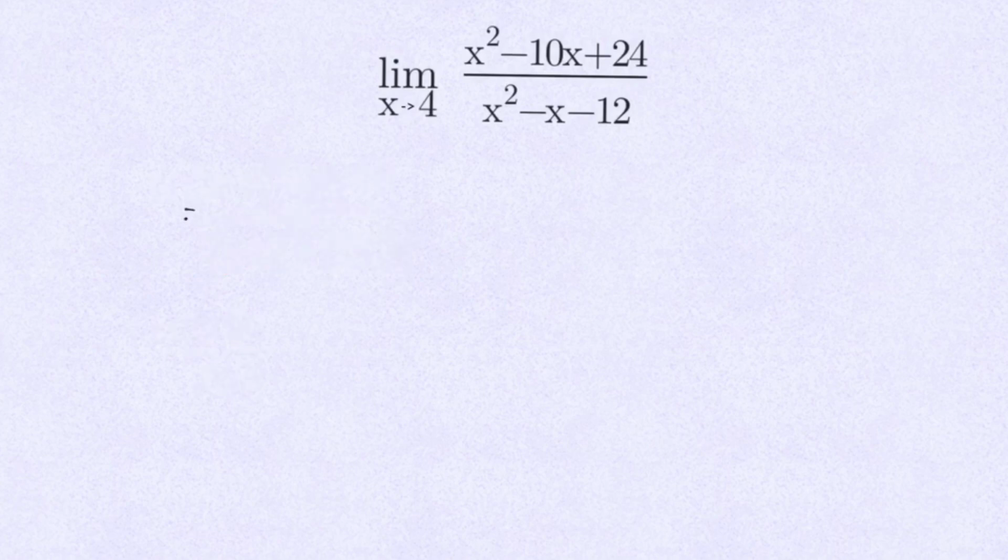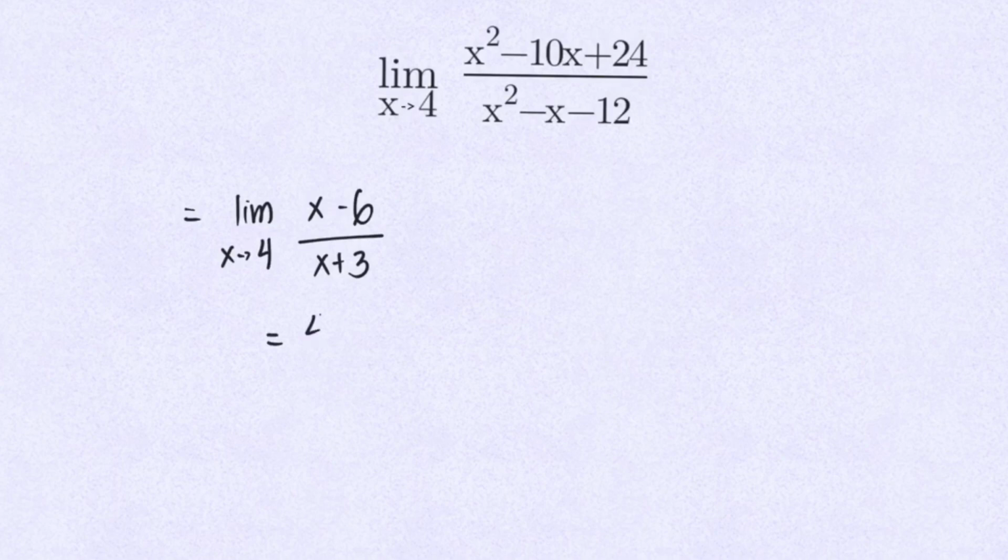So the limit of x minus 6 over x plus 3 as x approaches 4, substitute the x, which is 4. 4 minus 6 over 4 plus 3. 4 minus 6 is negative 2, and 4 plus 3 is 7.